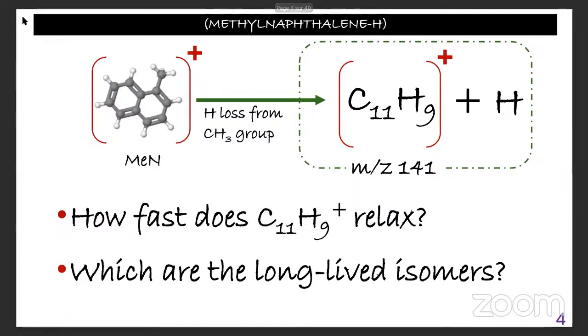So with all this in mind, we decided, why not? We are going to investigate the dehydrogenated cation of methyl naphthalene. In particular, we focus on addressing these two questions: how fast does this cation relax, and after this relaxation, which are the long-lived isomers?